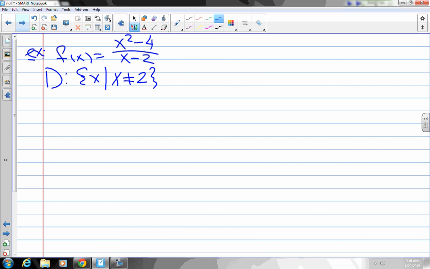Although this function simplifies, right? If I go ahead and simplify this function, I can factor the numerator, and one of the x minus 2 cancels, and we get x plus 2 in the end. That does not change the fact that the domain of this function is all reals except for positive 2. Okay? All it does, it punctures a hole in the graph of that function.